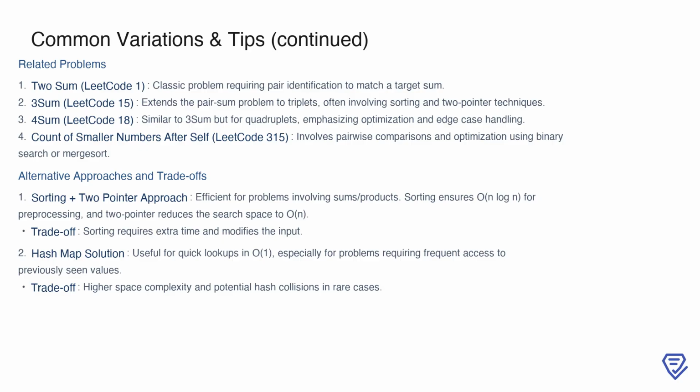Additionally, exploring alternative approaches can broaden your toolkit. Sorting combined with a two-pointer method is highly efficient for problems involving sums or products. Sorting pre-processes the data in O(n log n), while two pointers reduce the search space to O(n). However, this comes with the trade-off that sorting modifies the input and requires extra pre-processing time. On the other hand, hash maps allow for quick lookups, typically in O(1), making them ideal for problems needing frequent access to previously seen values. The trade-off here is increased space complexity, and in rare cases, hash collisions could occur.